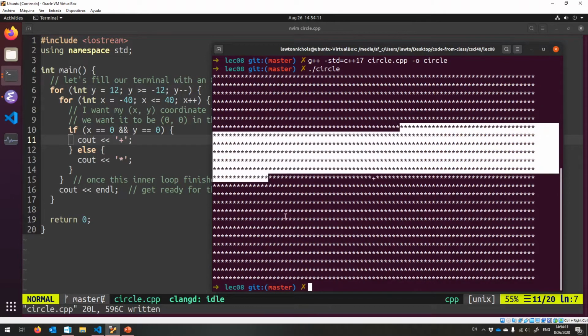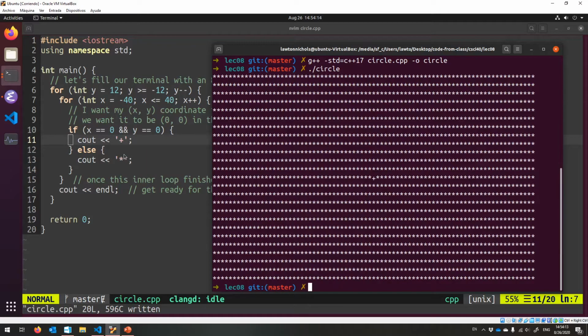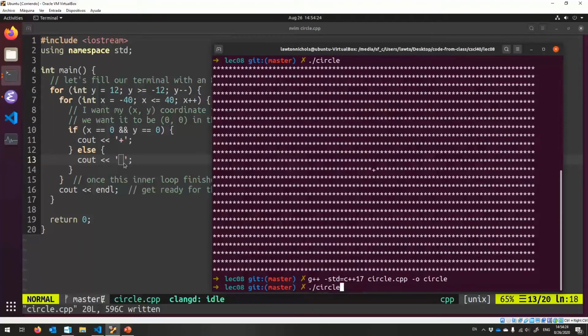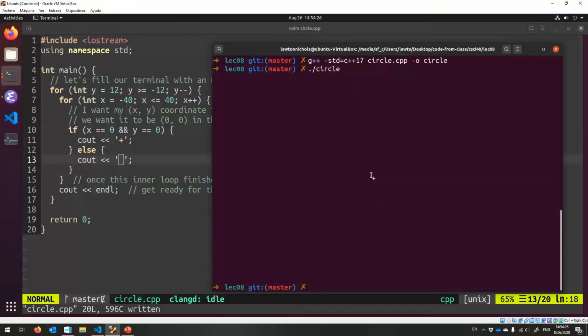And now we want to graph a circle around this. Okay? So let's talk about how we want to do that. Right now, let's first replace the star with empty space, so just a space character. Here are our axes meeting. We can draw the lines, and you'll draw the lines in your lab.